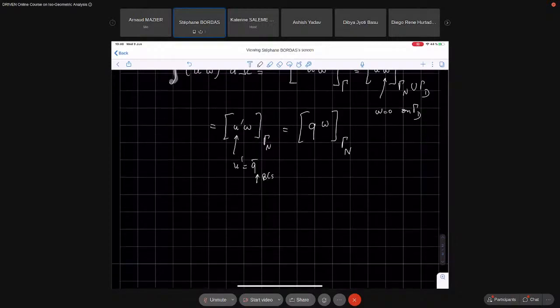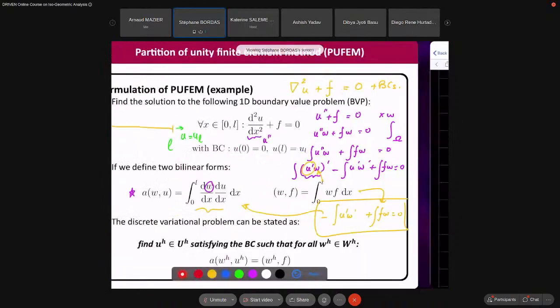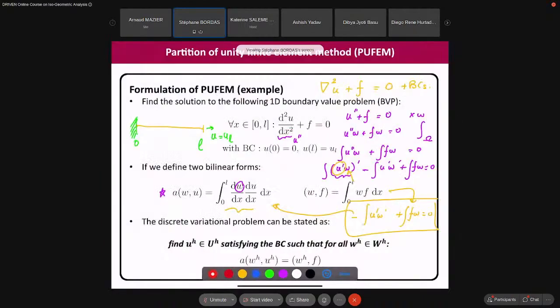So if you write this in finite element terms, you would get essentially the integral of grad u dot n times w on the interface. Okay, so that was just to explain this a little bit more.